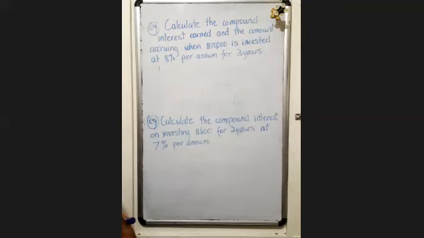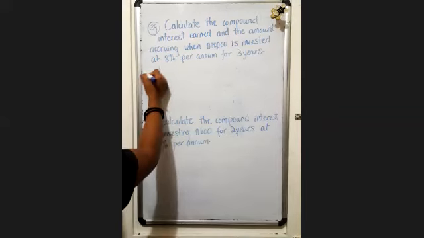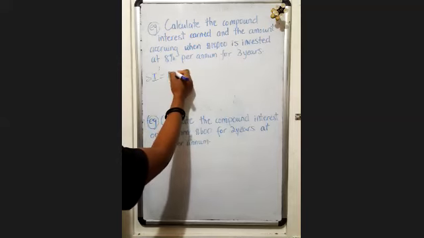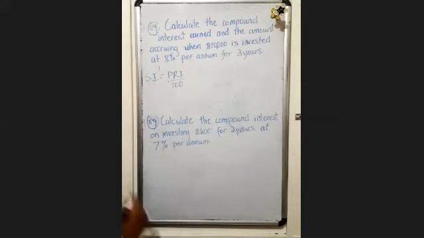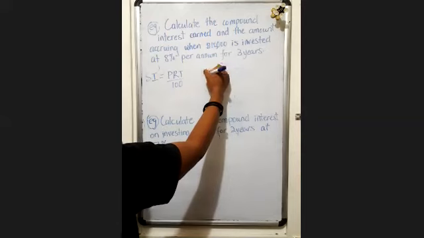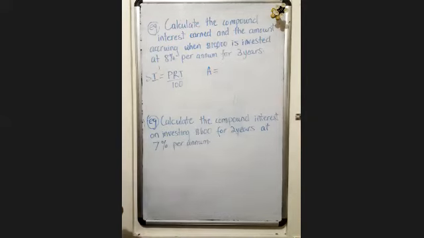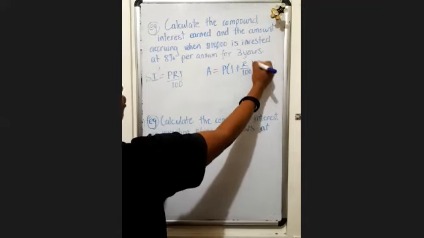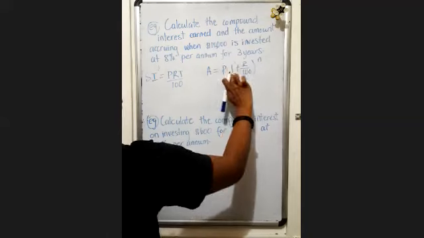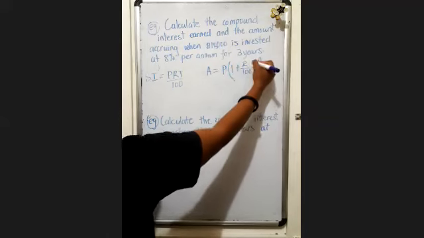Calculate the compound interest earned and the amount accruing when $10,000 is invested at 8% per annum for 3 years. So we know that our simple interest formula is PRT over 100. However, they did not ask for simple interest. They asked for compound interest, and our compound interest formula is P(1 + R/100) all raised to n. Right? So this is the formula we will be using.